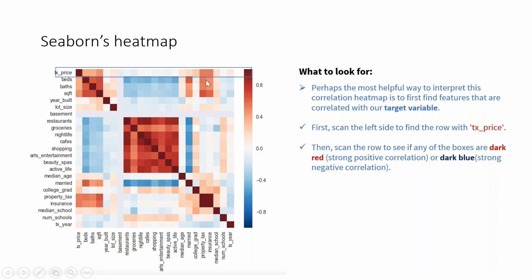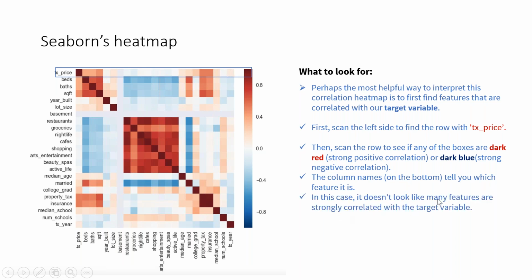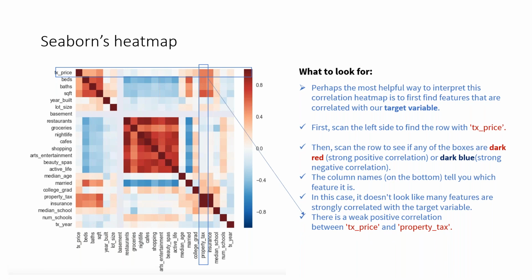Then come here, somewhere here. Okay, property tax. In this case it doesn't look like many features are strongly correlated with the target variable. There is a weak positive correlation between tx price and property tax and square feet kind of things. Okay, that is how we read our Seaborn heat map diagrams. Any questions?